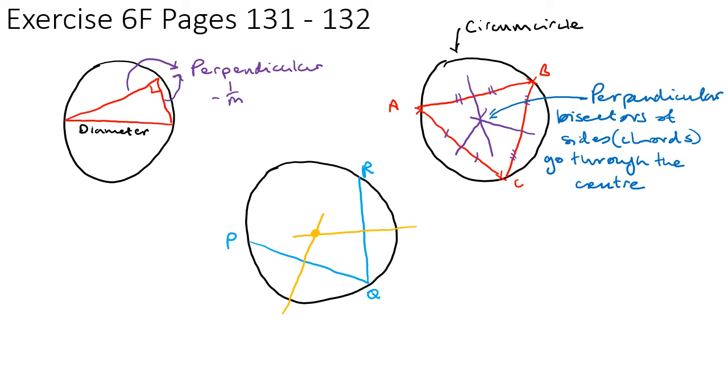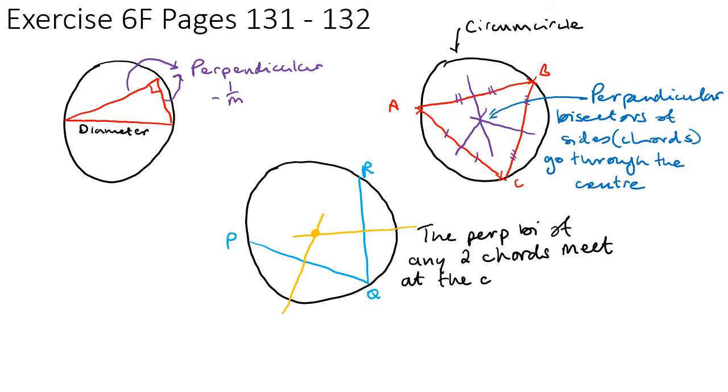So what we can say from this is that the perpendicular bisectors of any two chords, and they don't even have to be chords that are touching like that, meet at the centre of the circle. So those things are going to help you to answer problems to do with circles and triangles.